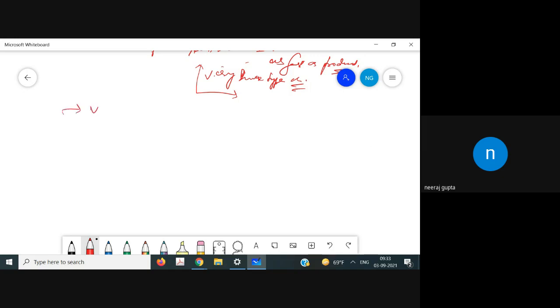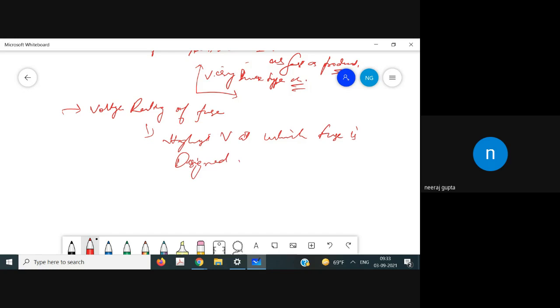So the voltage rating of the fuse is the highest voltage at which the fuse is designed to operate, and it is important that the fuse should not be asked to interrupt at a voltage which is above this. So that is a very important point.